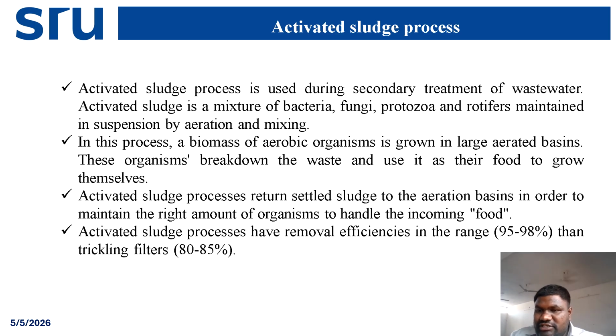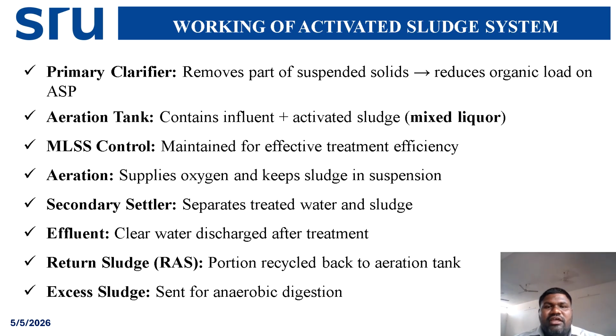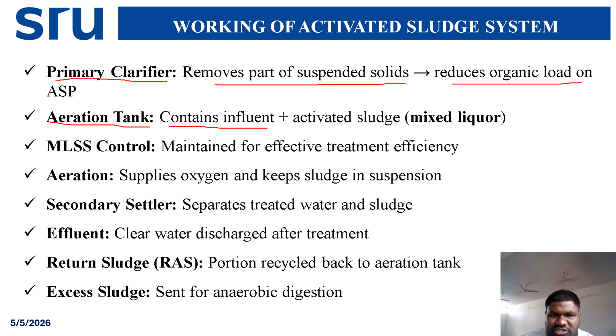See the next slide, working of an activated sludge process. We already discussed the primary clarifier, that is over. It removes part of the suspended solids and reduces the organic load on the ASP. That's why the primary clarifier is there before the ASP. Next, after the primary clarifier, we explain the aeration tank. It contains influent and activated sludge. Activated sludge here means a mixed liquid. It contains different kinds of pathogens.